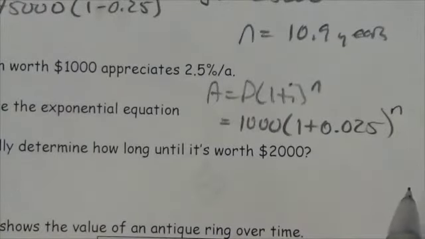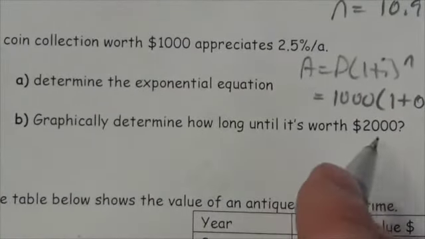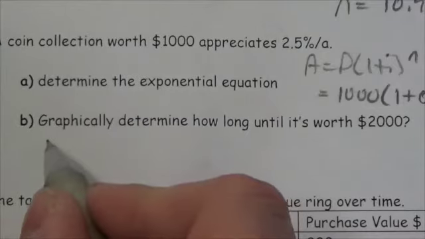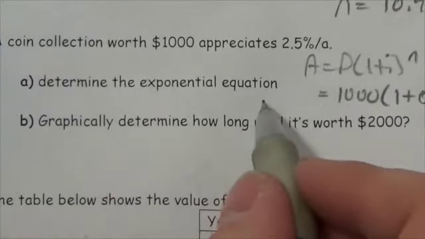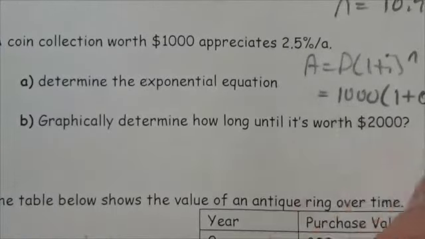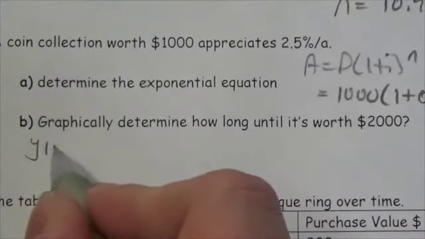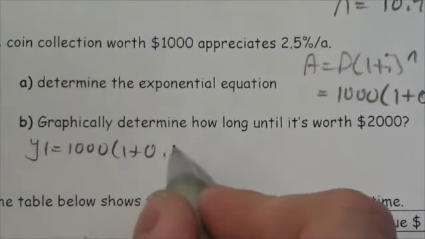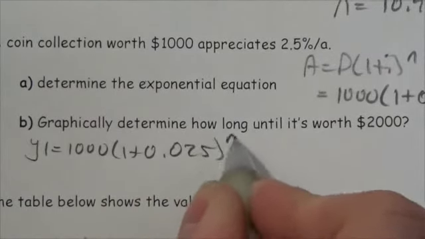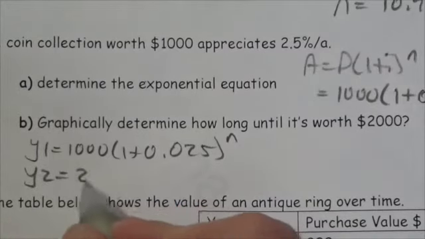So graphically determine now how long it takes to be worth $2,000. So I'm looking for where the final answer here is 2,000. I want the accumulated value to be 2,000. So what I'm going to do here is I'll graph these two. I'll graph the model here, 1 plus 0.025 to the n, and then my second one here will be 2,000. We'll just go to the calculator.